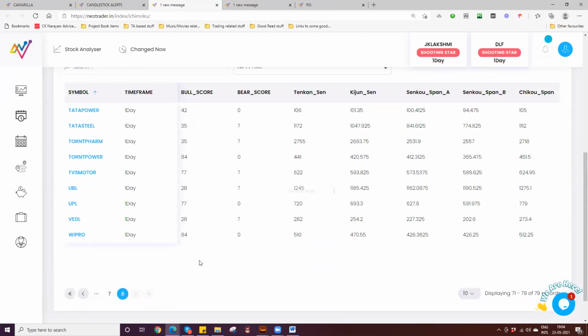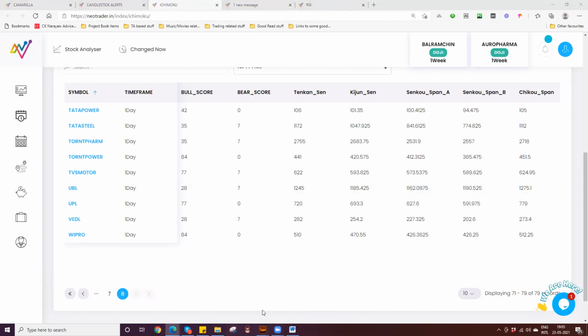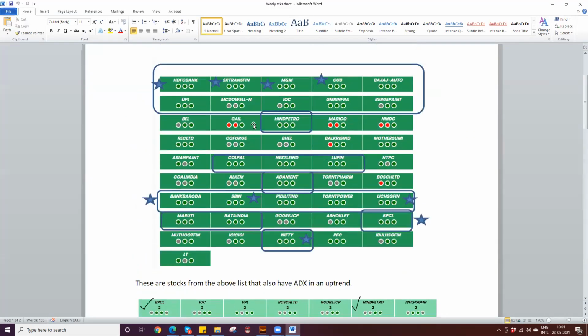Like there are, I think, up to 8 pages, right? Each page has 10 names. So there are 80 names here where the prices are above the cloud and where the Chikou span is also above the cloud. Now, we are not interested in all the 80 names. We are only interested in, out of these 80 names, which of those 46 names do they figure? Then whether the 22 names that we shortlisted, not even the 46, the 22 names that we shortlisted, where did we shortlist those? Here, right?